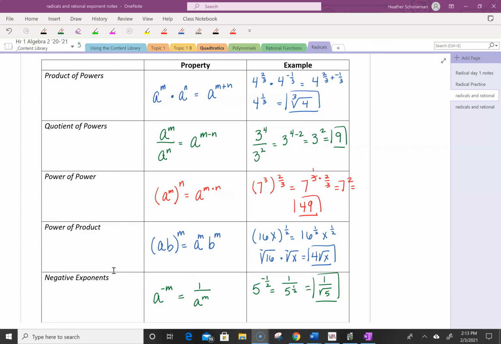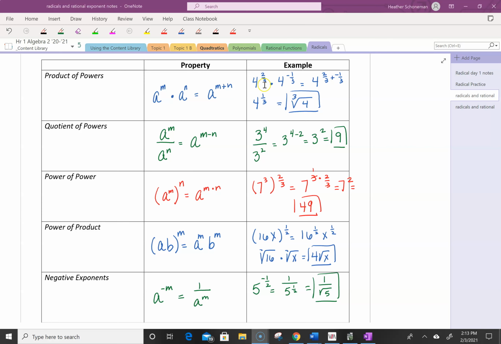So the first one is the product of powers, and on that one, you're multiplying, and that's this first option here in blue. You're multiplying two things with the same base, so they both have the base of a. So when that happens, we add the exponents, so it's a to the m plus n.